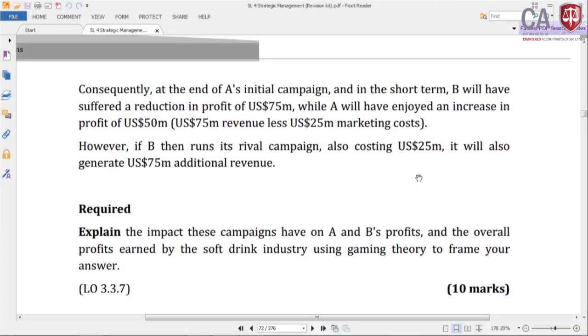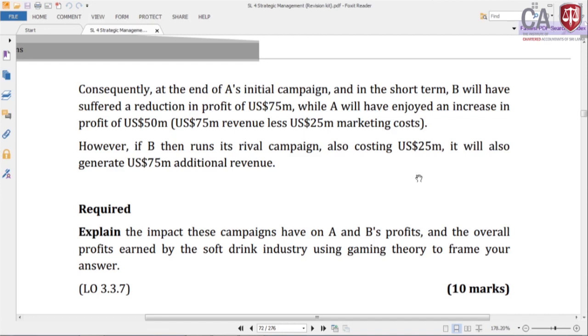Now, look at the requirement here. Explain the impact these campaigns have on A and B profit and the overall profit earned by the soft drink industry using game theory to frame your answer.